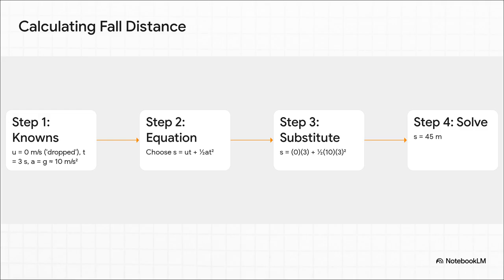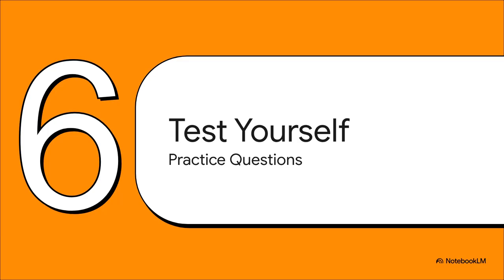So which equation connects s, u, t, and a? That would be s equals ut plus 1/2 at squared. Since u is 0, that whole first part of the equation just disappears. That makes it easy. It's just 1/2 times 10 times 3 squared. Do the math and you get 45 meters. That's it!